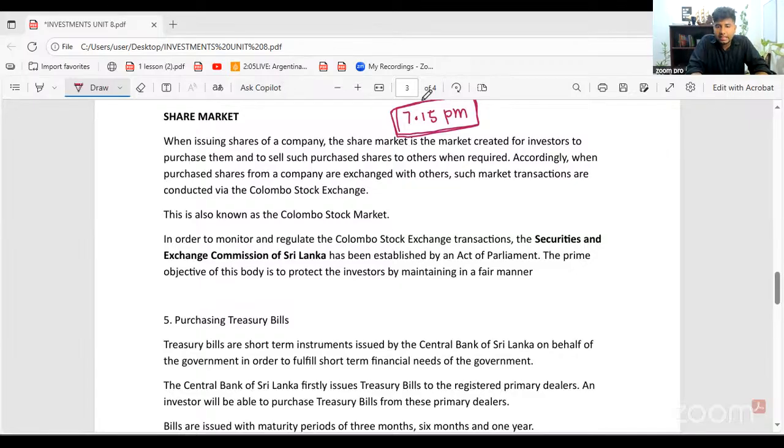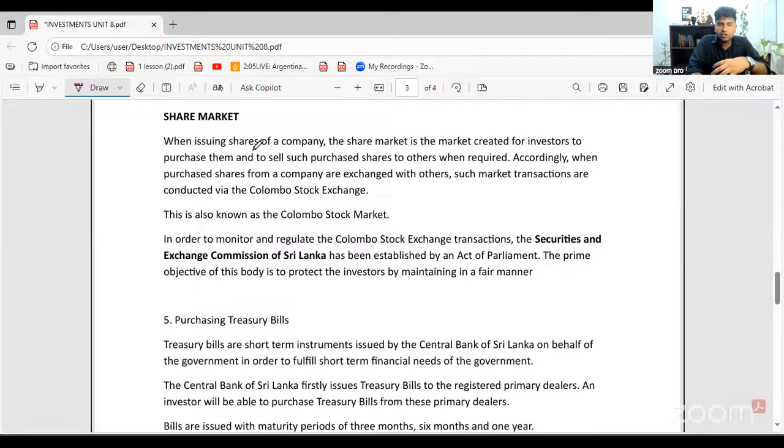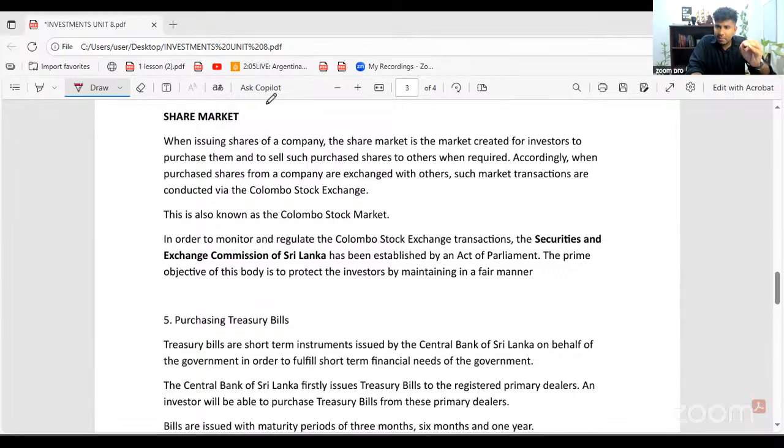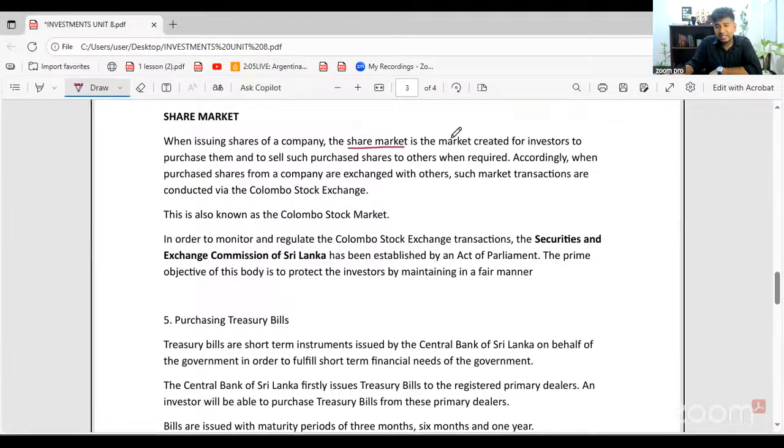So now we are going to start the share market. I told you, you can purchase the shares of the company. The place where the shares of the company are sold, the place where you can go and purchase company shares, is what we call the share market. It's a market where shares are being sold. As an investor, you can go and purchase company shares from this share market. Like a market, it's a place where investors get involved and purchase shares of the company. When issuing shares, the share market is the market created for investors.